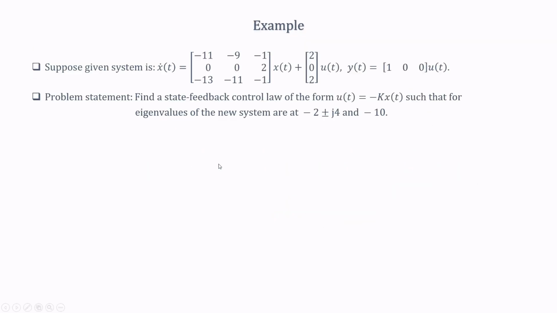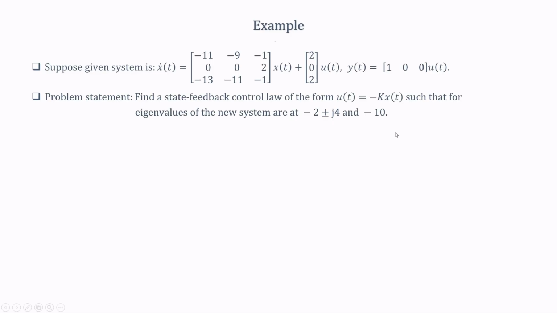Okay. So, let us take an example and try to figure out what we have been doing. Suppose you have this system x dot equal to Ax plus Bu and y is this. Now, the problem statement is find a state feedback control law of the form u equal to minus Kx, such that the eigenvalues of the new system are at minus 2 plus minus j 4 and minus 10.